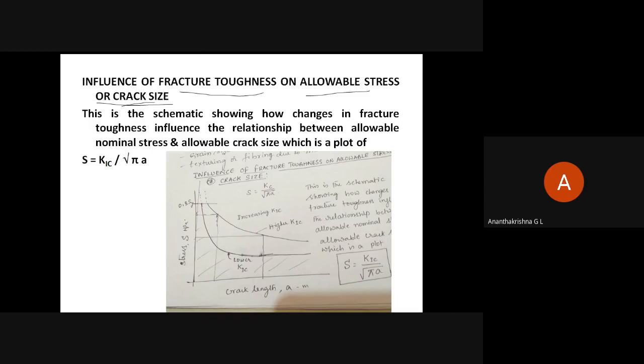Before that, you note down this sketch. This is stress in the y direction, crack length in the x direction. Then stress is given by KIC divided by root pi into a. KIC is the critical stress intensity factor. So this is what we learned here.